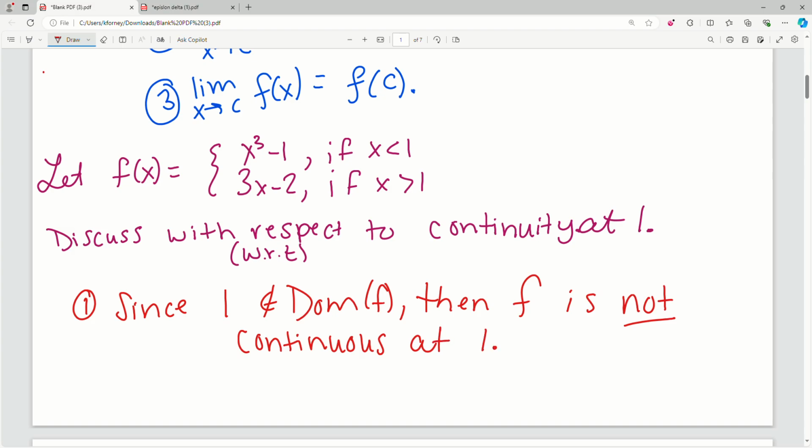Okay? f is not continuous at 1. It's not defined at 1. There's no way to see what f of 1 is. 1 is not in the domain.